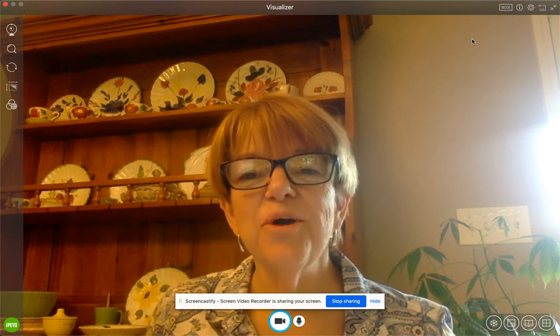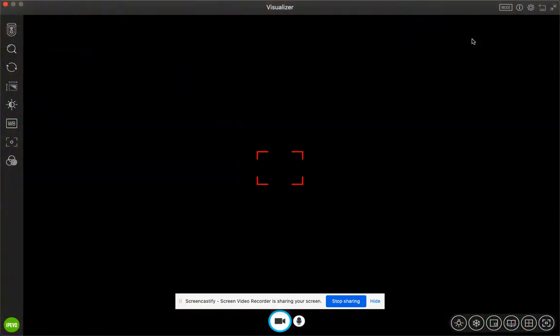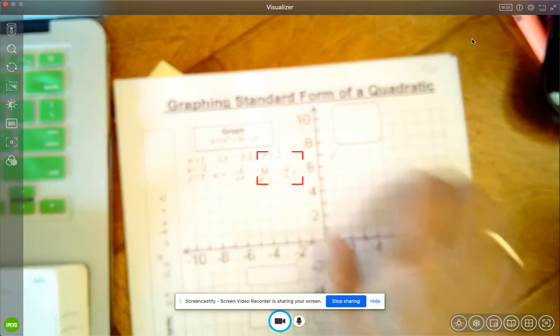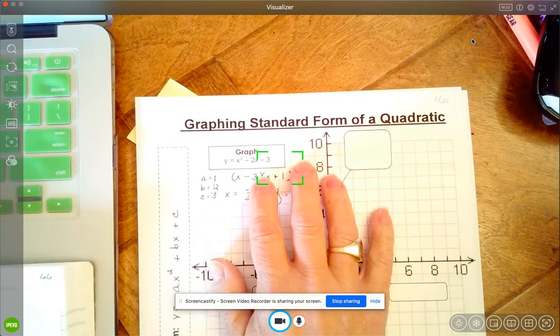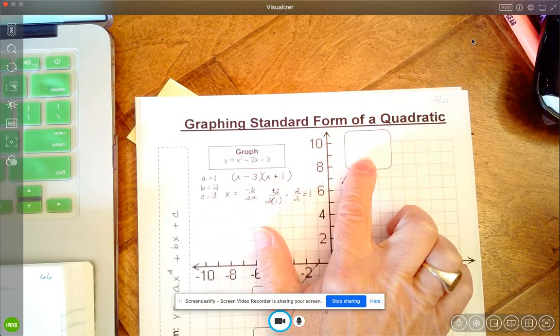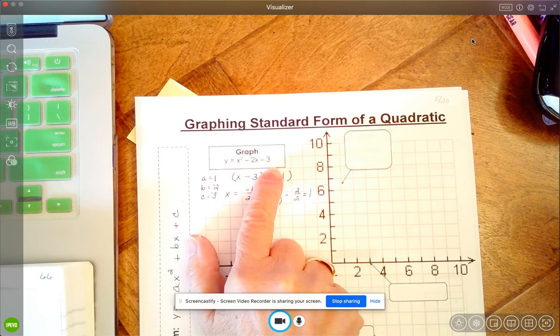Hi there. What we're going to do today is continue with our work with quadratics by graphing. You have in your documents the graphing a standard form of a quadratic, right? And we are asked to graph y is equal to x squared minus 2x minus 3.